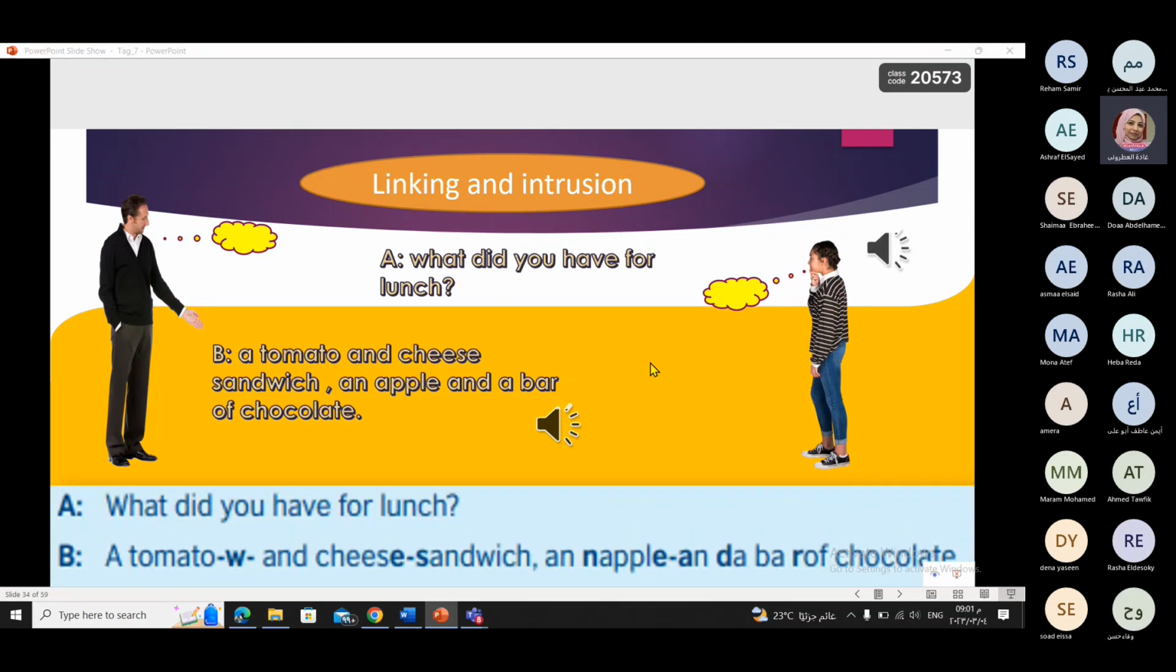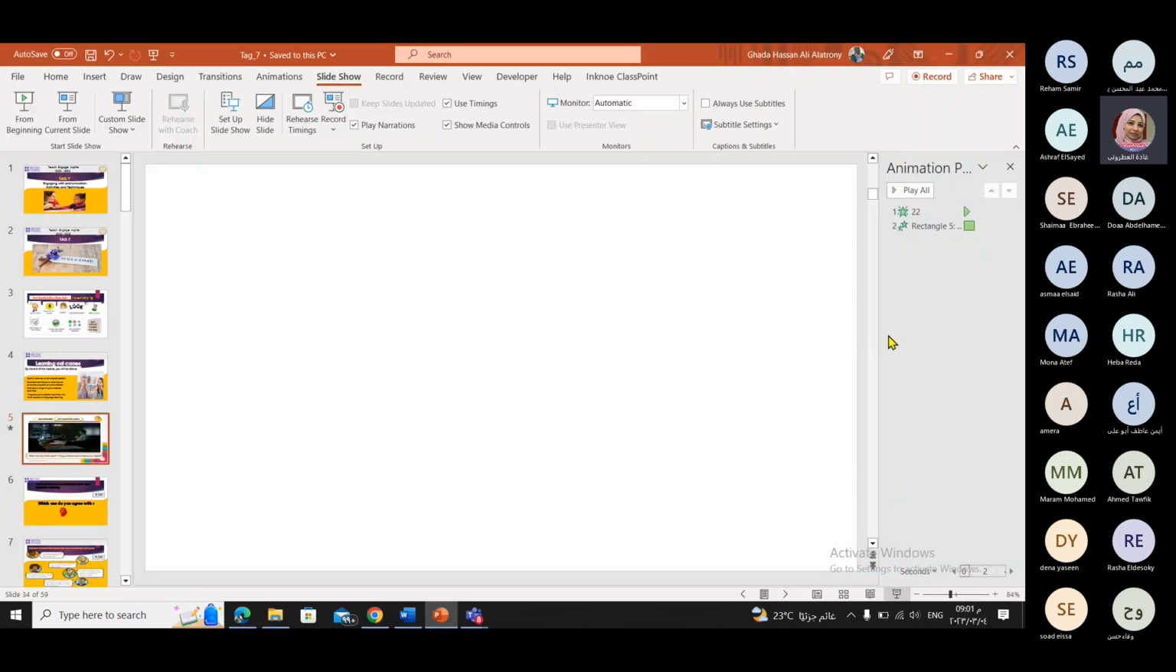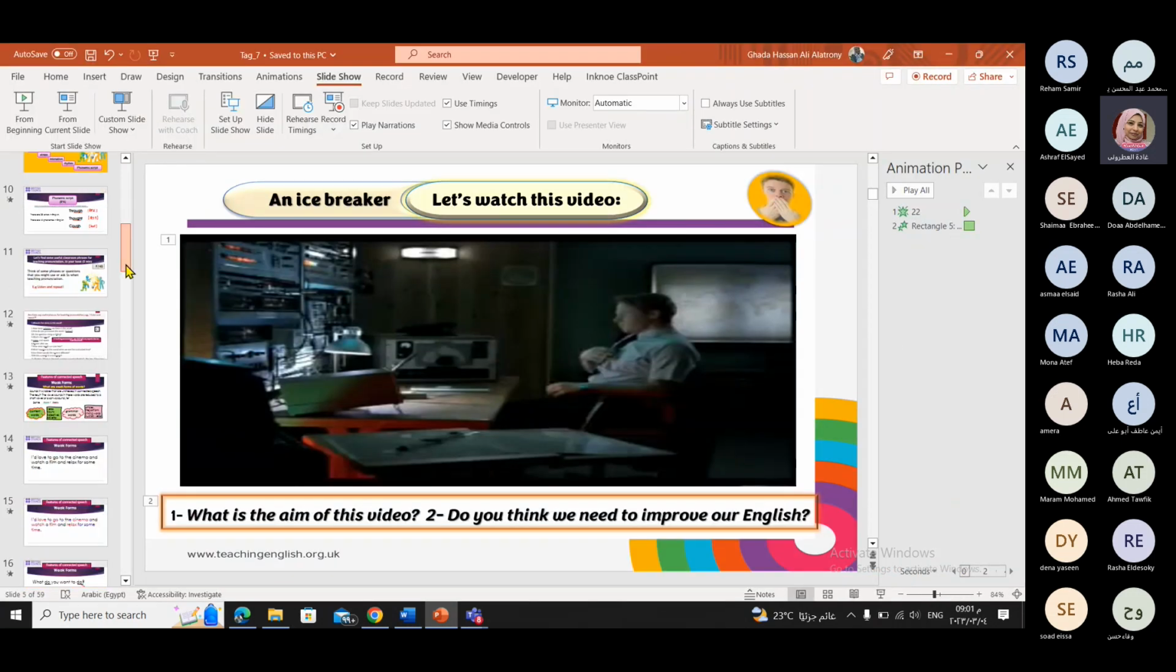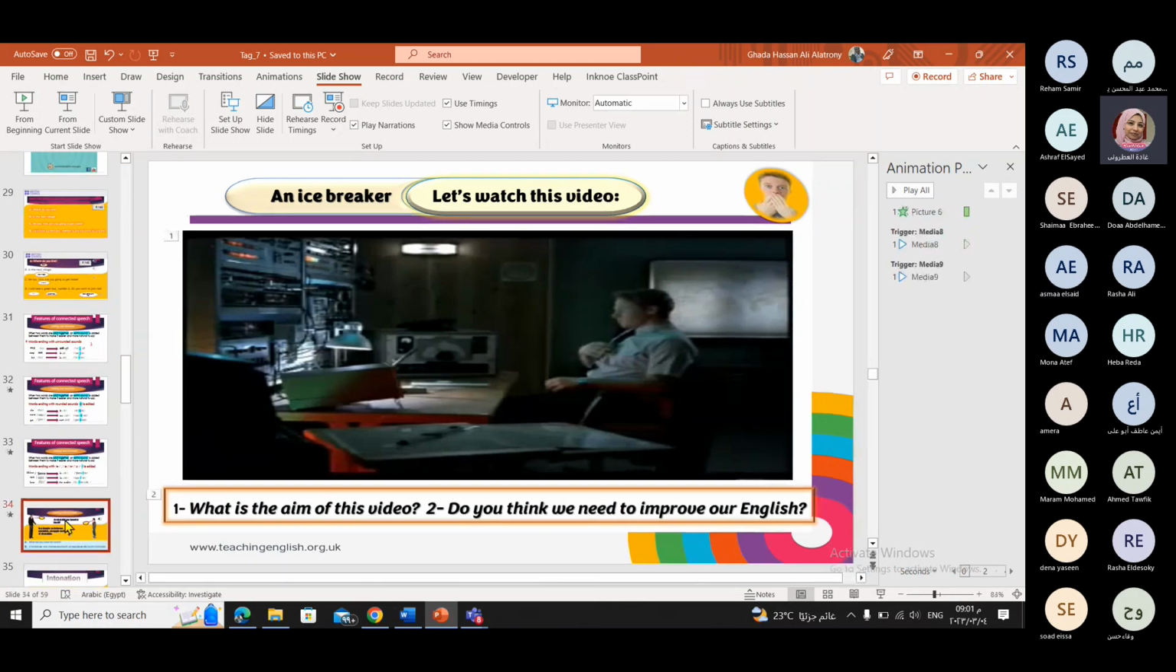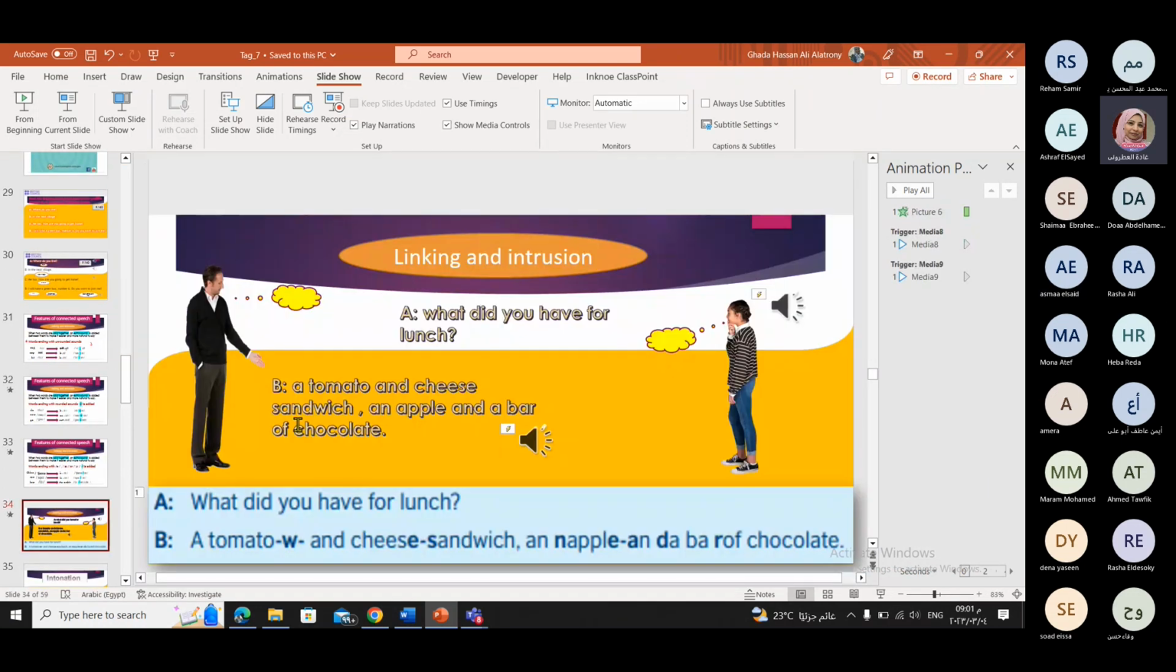So this is an activity in your book. I think it's on page 140, or 142. Do you have the book? So I want two of you to read this dialogue and tell me where is the linking here, or where is the intrusion here. Yeah, thank you for the announcement.